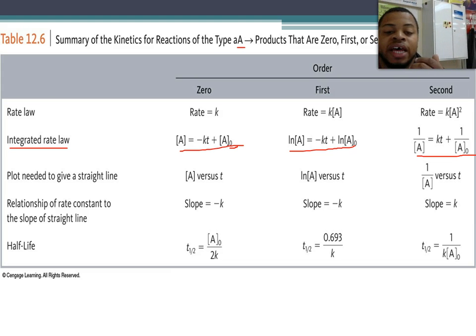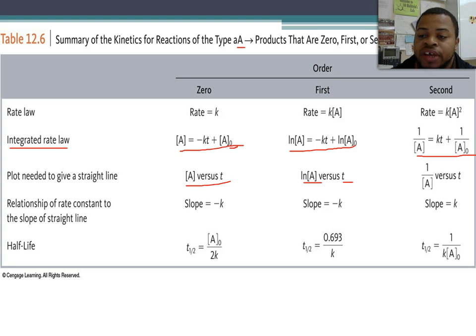The way that you're going to find that out is you'll plot them according to these things. Concentration of A versus t, if it gives you a straight line, then that means that it is zero order with respect to that overall reaction. If it's first order, it's going to be the natural log of A versus time. And of course, for second order, 1 over the concentration of A versus time. Notice that all of them are looking at concentration as a function of time.